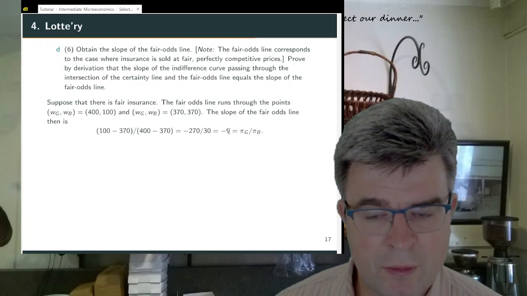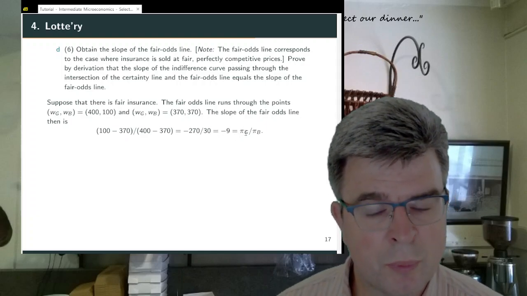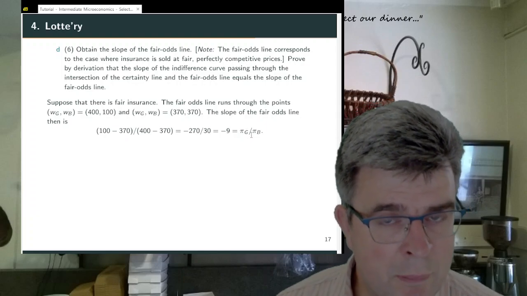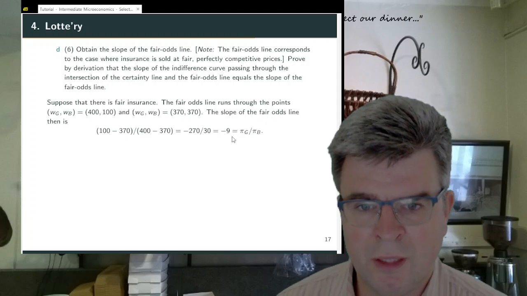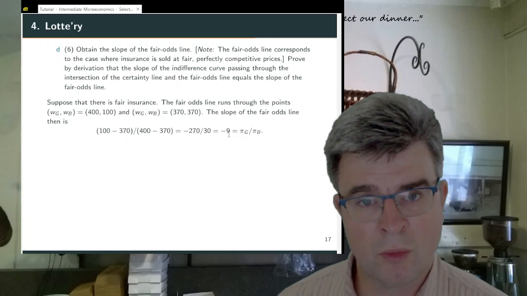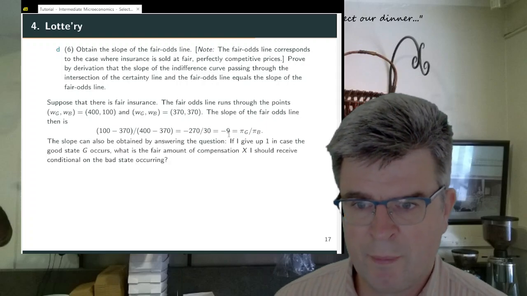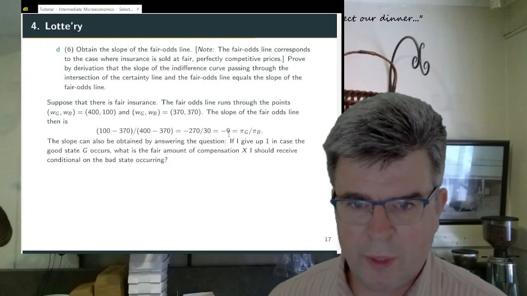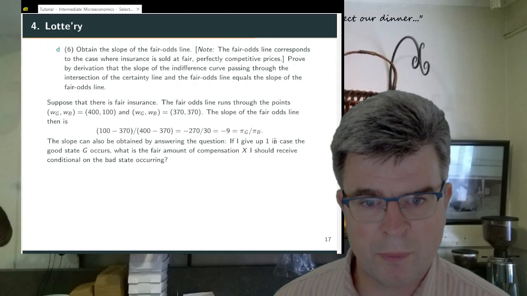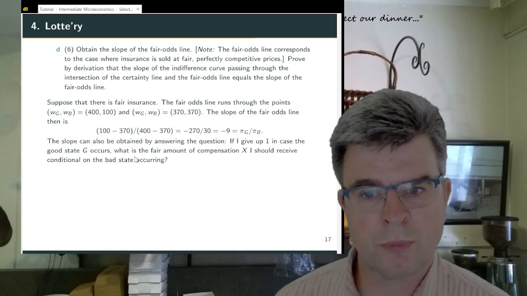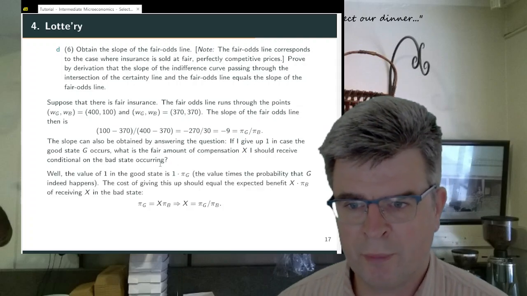And you can see that -9 is exactly the ratio between the probability of being in the good state of the world, which is 0.9, and the probability of being in the bad state of the world, which is equal to 0.1. So the slope is equal to -9. And this is what Lotte is offered when the insurance industry is perfectly competitive. Now, another way to get to this slope is if you answer the question, if I give up 1 in case the good state of the world occurs, what is the fair amount of X that I should receive conditional on the bad state of the world occurring?